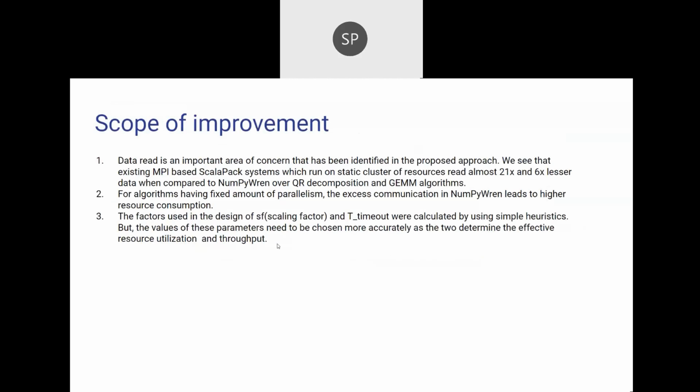When it comes to scope of improvement, data read is an important area of concern that has been identified in the proposed approach. We see that existing MPI-based scale-up systems, which run on a static cluster of resources, read almost 21 times and 6 times less data when compared to NumPy over QR decomposition and GEMM algorithms. For algorithms having a fixed amount of parallelism, the excess communication in NumPy leads to higher resource consumption. The factors used in the design of the scaling factor and timeout factor were calculated using simple heuristics, but the values of these parameters need to be chosen more accurately as the two determine the effective resource utilization and throughput.